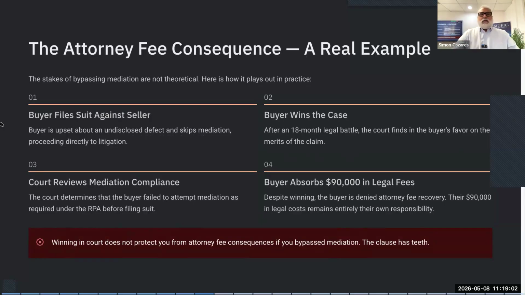Buyer files a lawsuit against the seller. Buyer's upset about an undisclosed defect and skips the mediation process, going directly to litigation. Buyer wins the case. After an 18-month legal battle, the court finds in the buyer's favor on the merits of the claim. The court reviews mediation compliance. The court determines that the buyer failed to attempt mediation as required under the RPA.